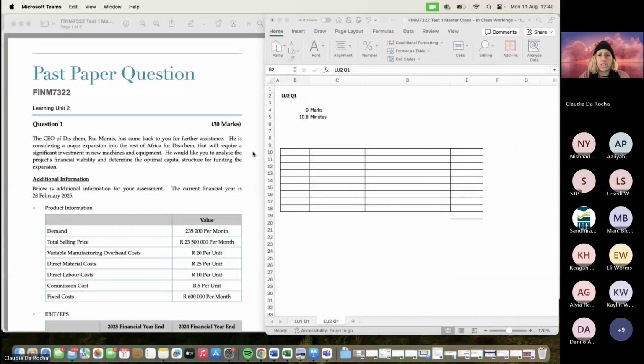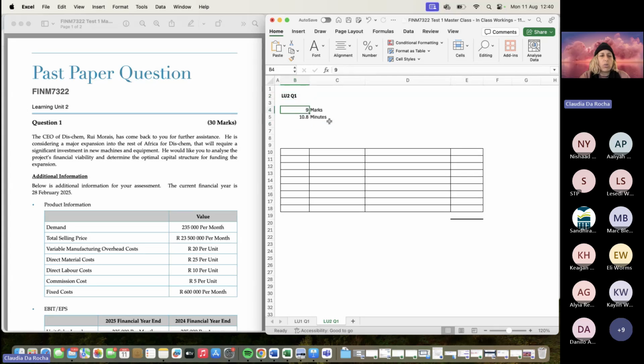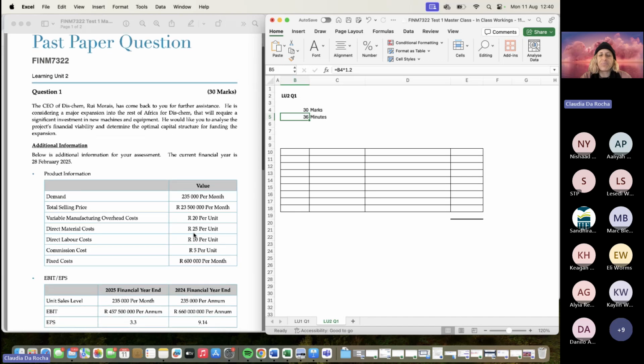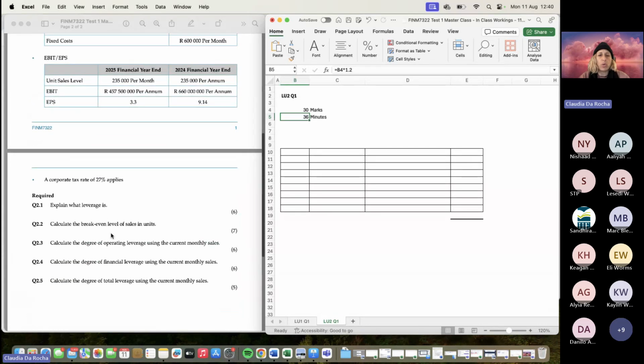All right, so I'm going to bring up the question now, just share my screen. Right. So you should be able to see the past paper question and then my Excel sheet. So with this question, it is 30 marks. Therefore, minutes is 36 minutes. And we'll try and finish it before then because we've only got 20 minutes left of the session. That's the first step always. The second step is we go to the required.